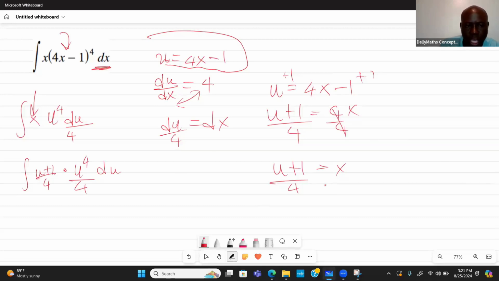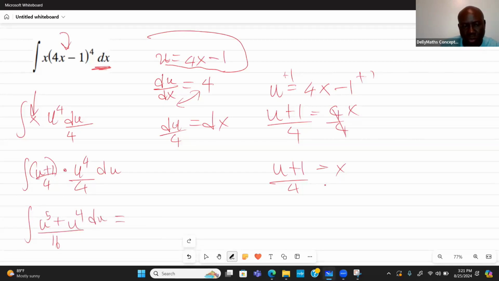All right. So with that said, we could just simply clear this up quickly. I'm going to distribute my u to the fourth inside. So basically, if I distribute, this is a binomial basically. So I'm going to have u to the fifth plus u to the fourth. All of this is going to be over 16 du, right? Move that 1/16 on the outside. So we have u to the fifth plus u to the fourth du.